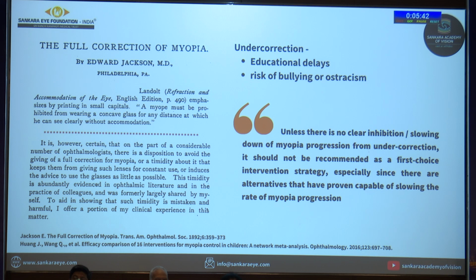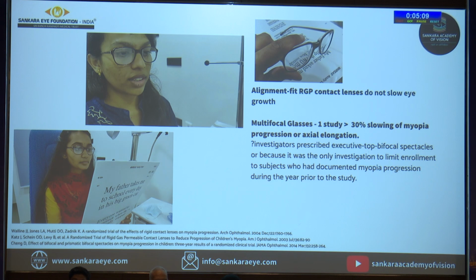What we definitely know is that undercorrecting myopia does not help in slowing down progression. We definitely know that it results in educational delays, and we do know that a lot of children probably have a risk of bullying or ostracism. I'll come to this part a little later because we found some very interesting findings. So again, what we know is that there's no clear inhibition of slowing down from undercorrection, so this definitely should not be recommended as a first choice of intervention when we know that there are much better alternatives today available to slow down the rate of myopia progression. So that is something that we clearly know.